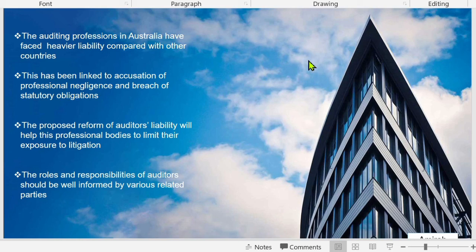The purpose to reform the auditor's liability actually will help these professional bodies to limit their exposure to litigation. And lastly, the roles and responsibilities of the auditors should be well informed by various related parties in order to help or to protect this professional body from facing more litigation in the future.